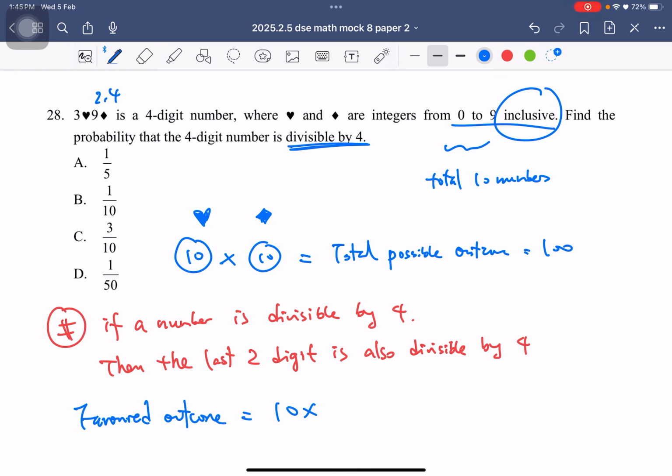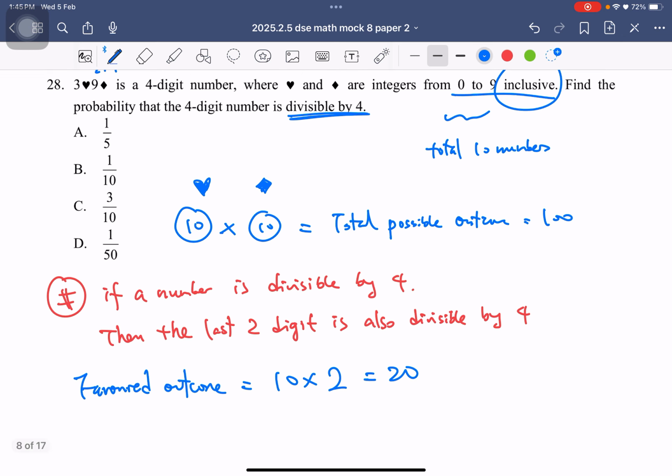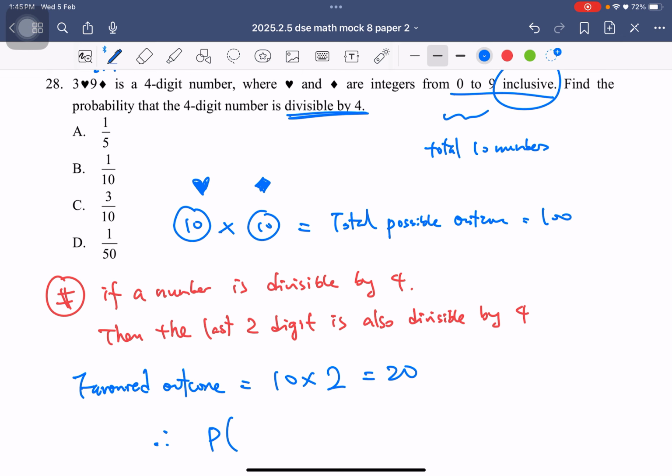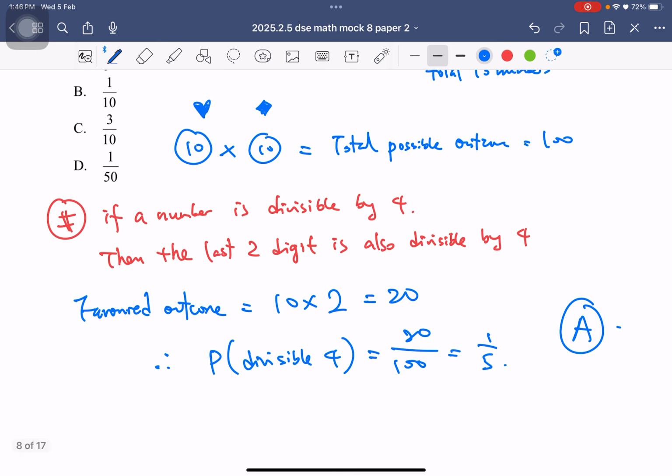So how many outcomes can the diamond be? Only 2 outcomes. So it's equal to 20. So the probability of divisible by 4 is equal to 20 over 100, giving you 1 over 5. So the answer is going to be A. You need to remember this, okay?